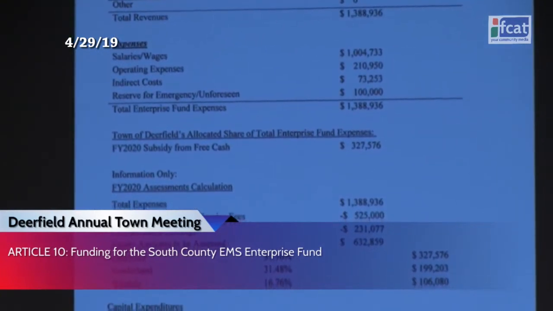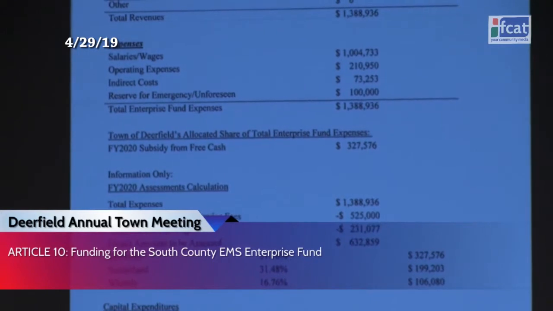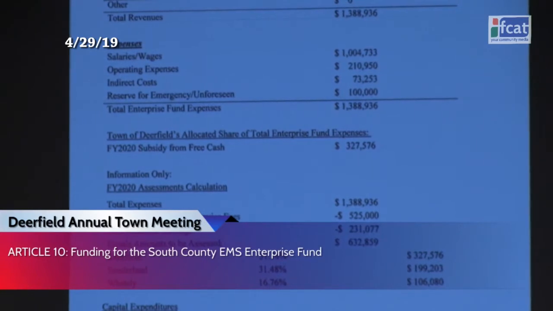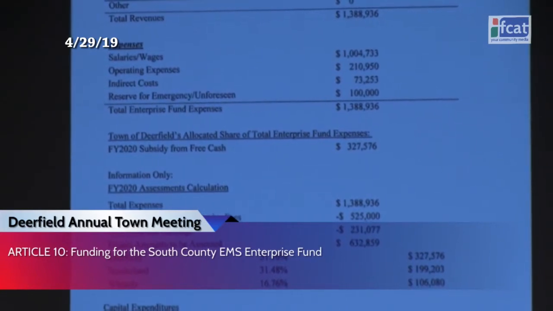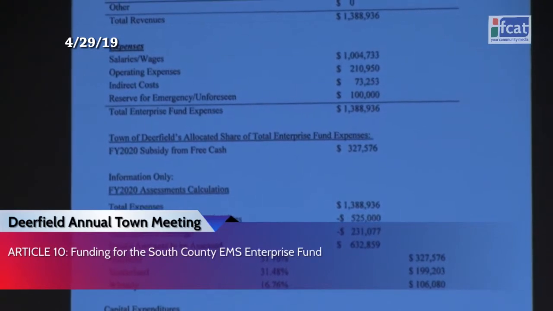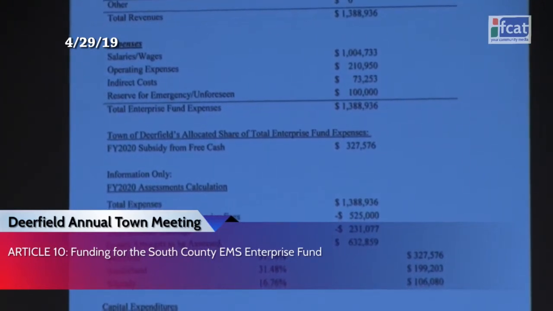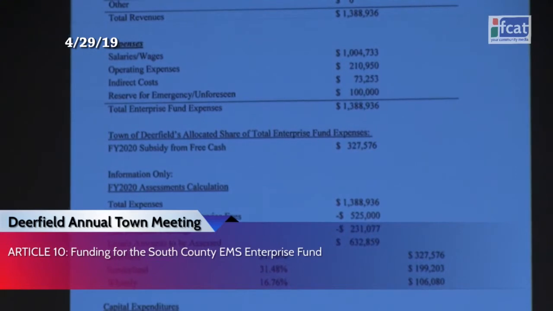Expenses: salaries and wages of $1,004,733. Operating expenses, $210,950. Indirect costs, $73,253. Reserve for emergencies and unseen retained amounts, $100,000. Total enterprise fund expenses of $1,388,936. Again, Deerfield's share from free cash is $327,576. Second.